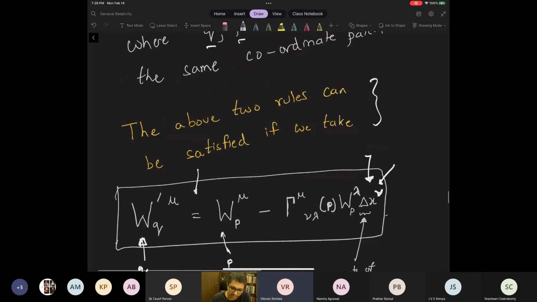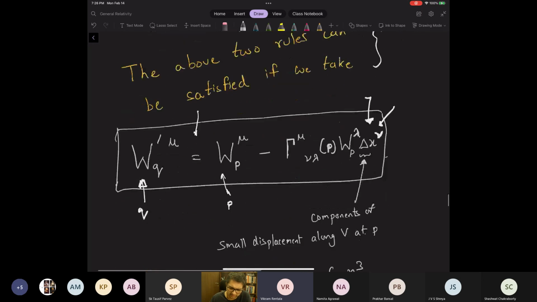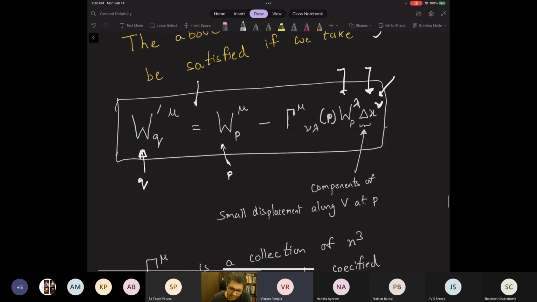The other thing that we require, for the second rule to be satisfied, is that it's also proportional to the components of W. So it's proportional to W lambda at P, some other component of W. And now for every W lambda and every X nu, since these are arbitrary, we need to choose a set of coefficients.